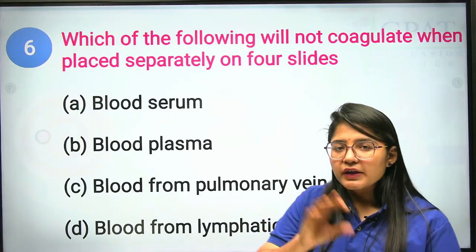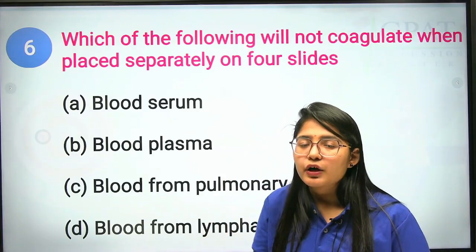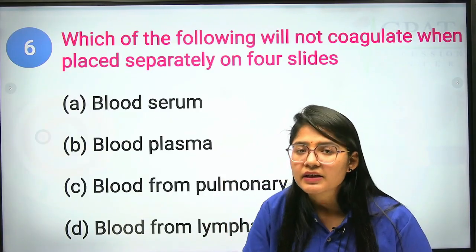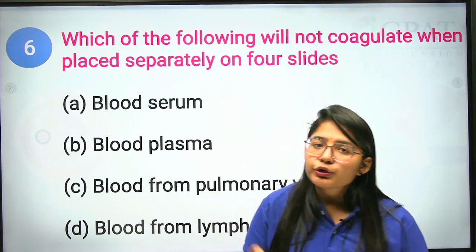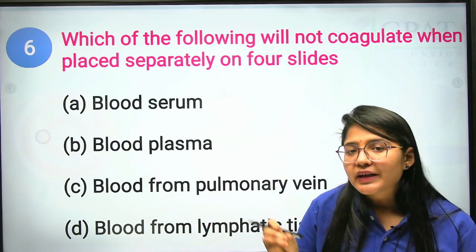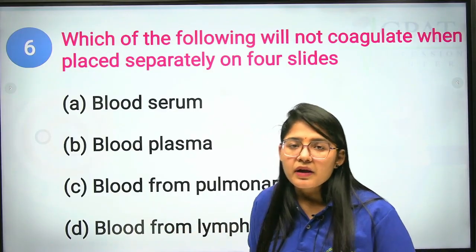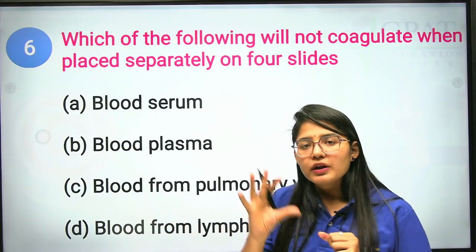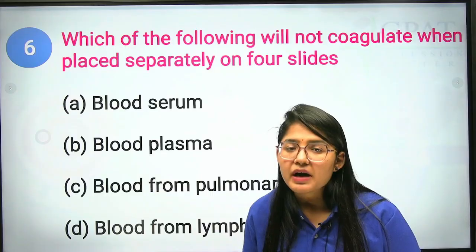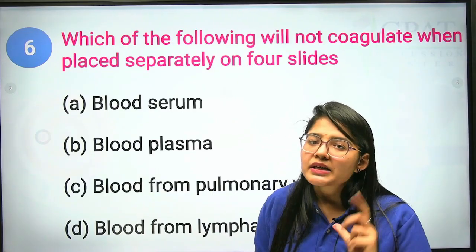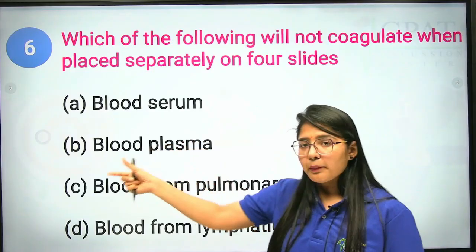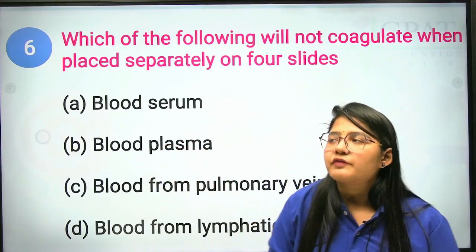Clear? After you place it on a slide, or after they take it on their hands, do they coagulate? No, they don't coagulate due to the absence of clotting factors in the serum. Whenever you remove all the clotting factors from your plasma, those now left out particles are known as serum. Clear? Blood plasma contains the clotting factors.